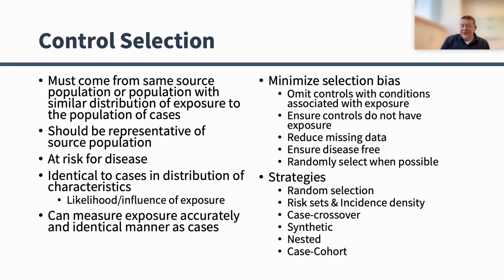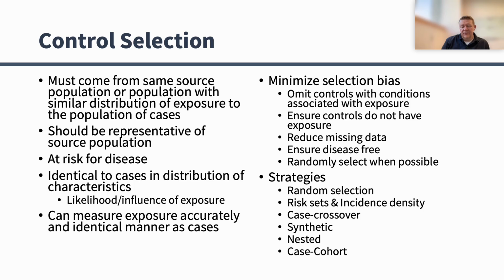So once again, controls must come from the same source population, or a population potentially with the same distribution of exposure as the population of cases, but that can be difficult to measure if we don't know the exposure levels before we conduct the study. So it's usually best to use the same source population. Though we don't use everyone in the source population, that's not the point of a case control study. We want to make sure that we select a representative sample of them, through something like random selection. They also should be at risk for the outcome, so they should be at risk of being injured.